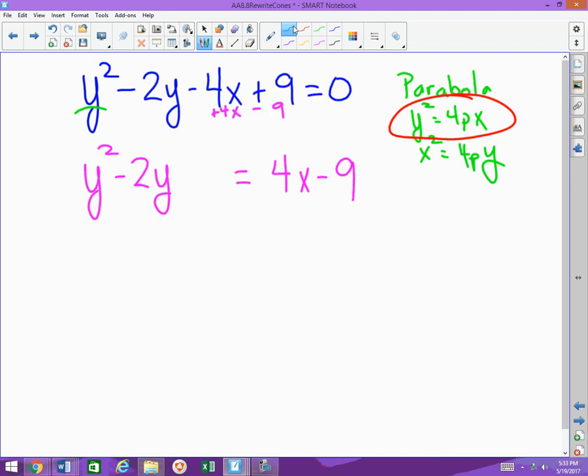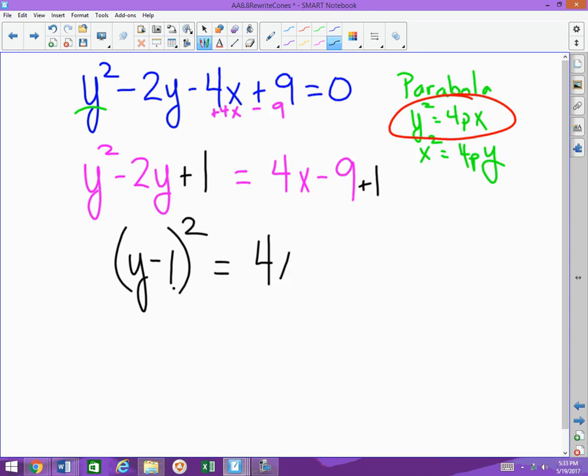Now we have to complete the square. So half of 2 is 1, so it's y minus 1. In order for us to write this as a factor squared, we would have to add 1 to that because 1 squared is 1. And if we add 1 to the left side, we must add 1 to the right side, which then equals 4x minus 8. Now, we do not have this in proper form yet in order to find things because this is not 4p times x in parentheses of something. So we have to get it that way.